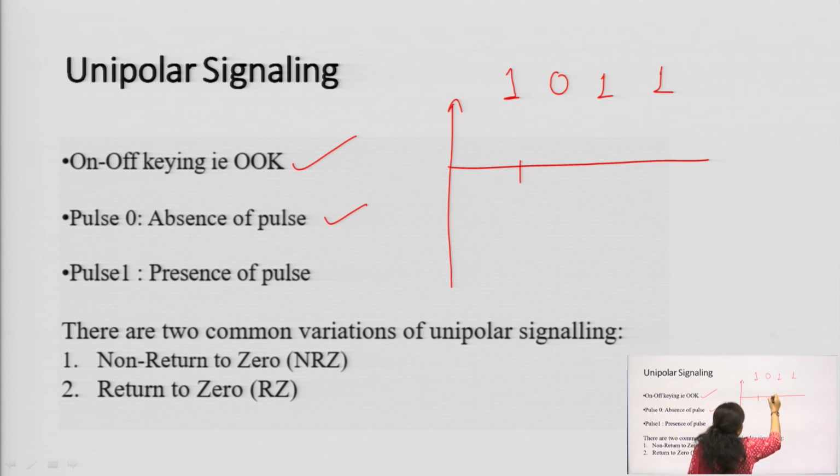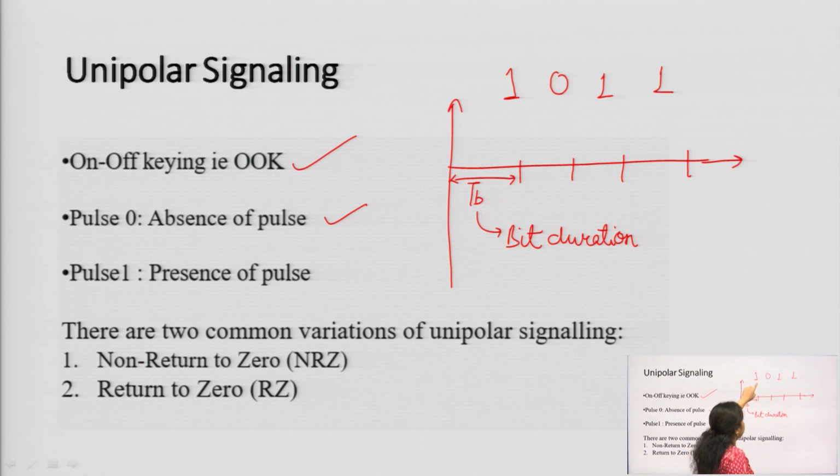First, I am going to divide this axis into 4 different equal parts, 4 parts of equal duration. Now, each duration is denoted by TB. What is TB? TB is the bit duration. This is known as bit duration. What is bit duration? Whatever bit we are considering, it may be 1, it may be 0. The time required to transfer one bit is known as bit duration.